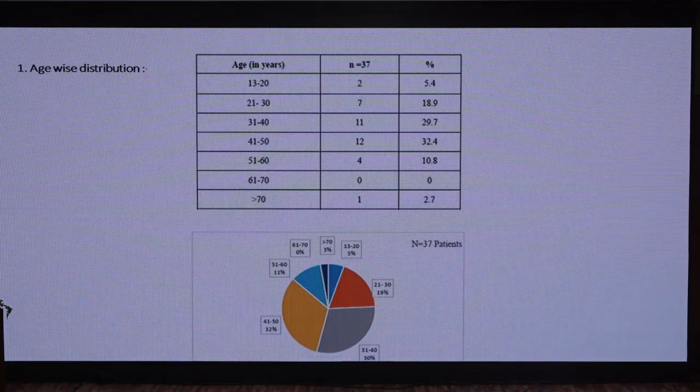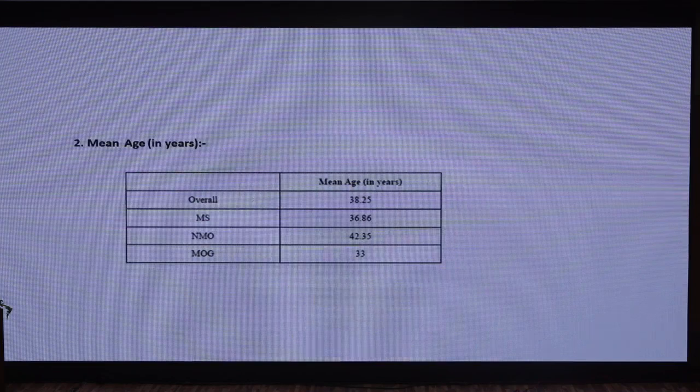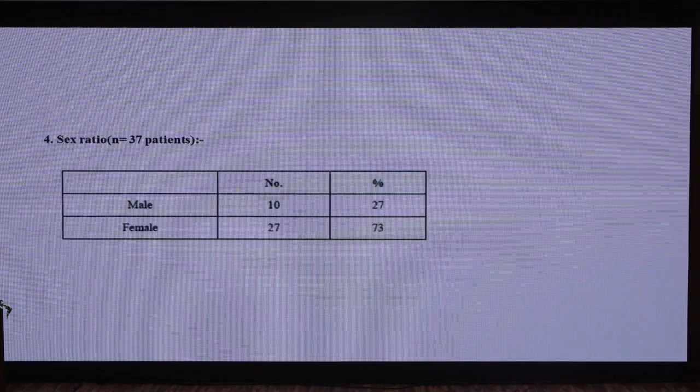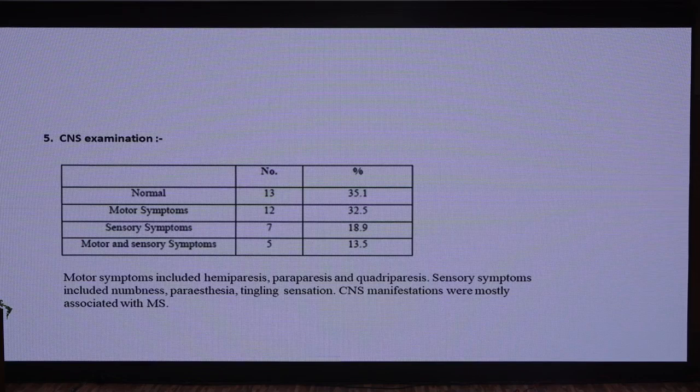Results of my study were that the majority of the patients were found in the age group of 41 to 50 years, followed by 31 to 40 years. The mean age overall was 38 years. In MS, it was 36 years. In NMO, 42 years. And in MOG, 33 years. The majority of the patients were found to be of MS, followed by NMO, followed by MOG. The majority of the patients were female, that is 73%.